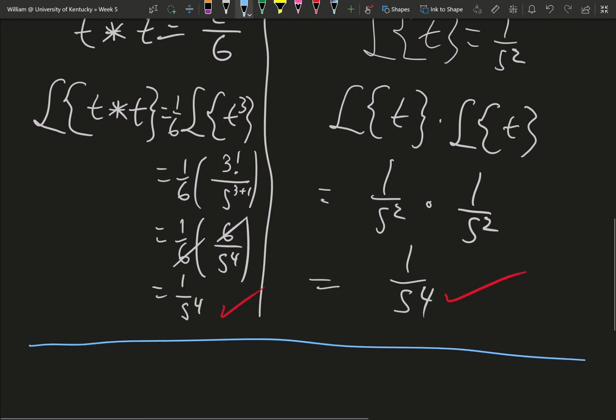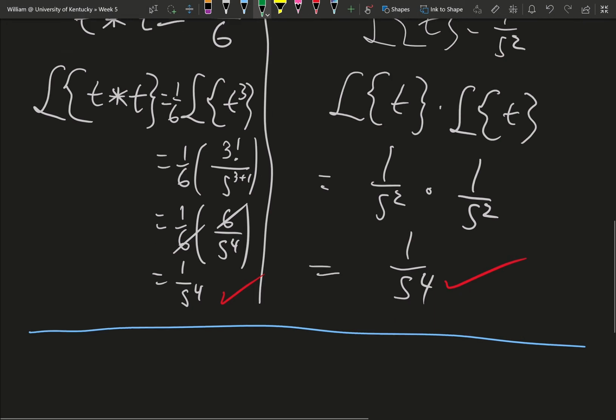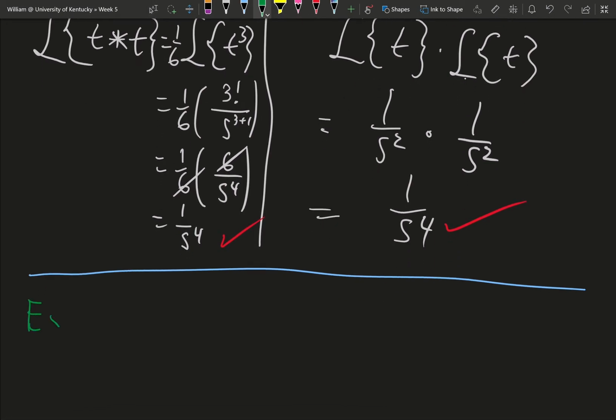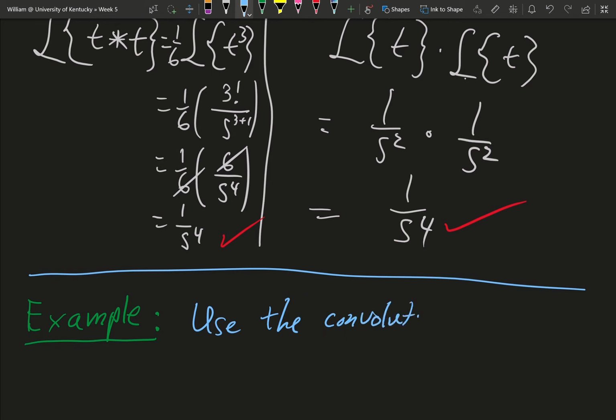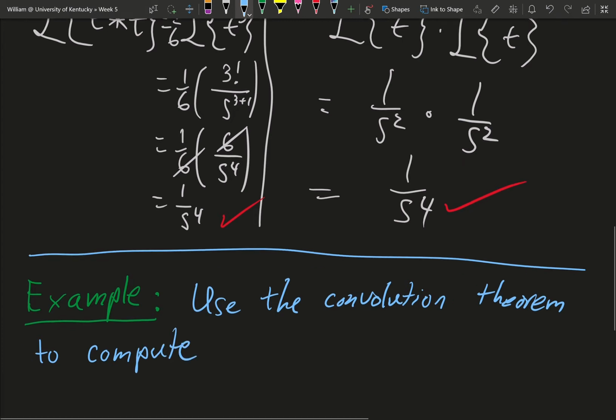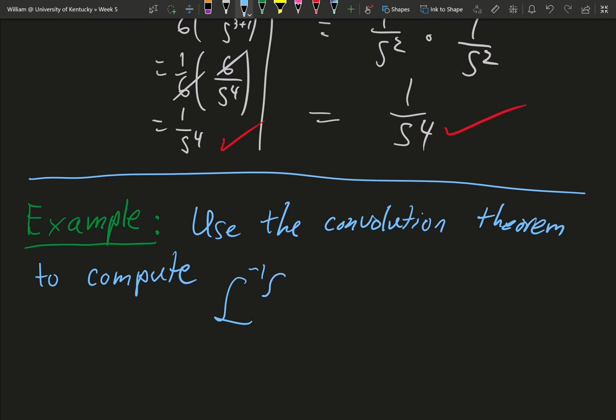Okay, so there's sort of two different ways to think about what the convolution theorem says, and I sort of hinted at that when I stated it. So the first is we can use the convolution theorem to compute an inverse Laplace transform.